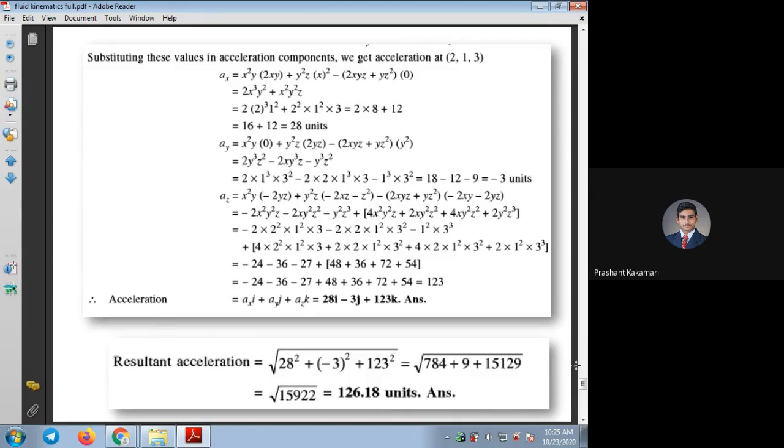Same as the procedure for velocity, we can find the resultant acceleration also using these three values. We can find it as the square root of the sum of all the squares: 28 squared, minus 3 squared, 123 squared. If you add all these values, I get the total or resultant acceleration around 126.18 units.